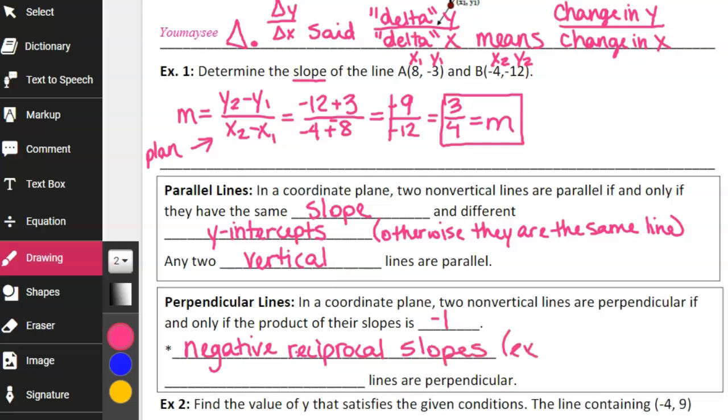An example would be 4 and -1/4. One is positive, one is negative. One is 1/4, the other one is 4/1. So we have negative reciprocal slopes. It's also worth noting that vertical and horizontal lines are perpendicular to each other.